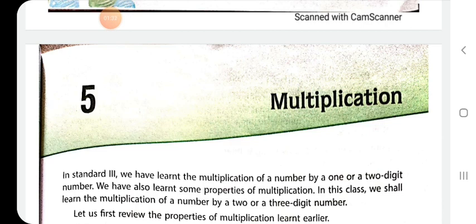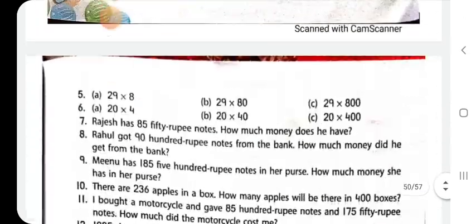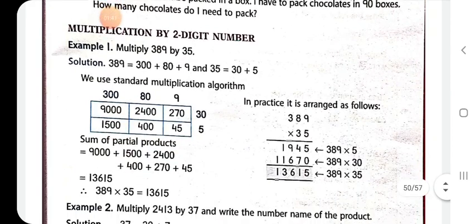Today we are going to start with the new topic of multiplication, that is multiplication by two digit number. So today we are going to start with the topic two digit number.